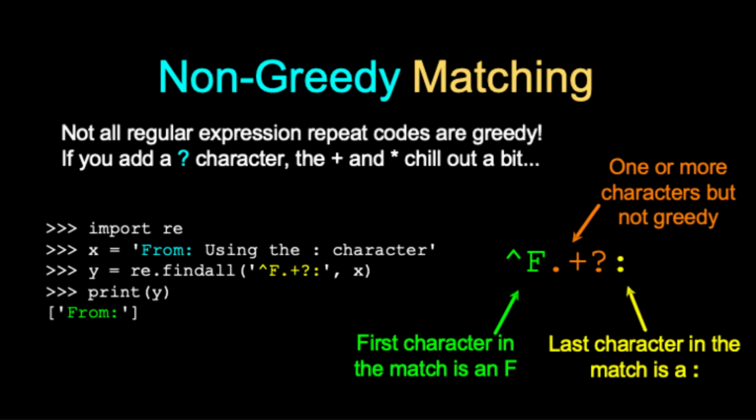To counteract greediness, we can use the non-greedy qualifiers *? and +?. These match the shortest possible substring that satisfies the pattern. Using the same string with the pattern ^F.+?:, the non-greedy plus will stop at the first colon it finds. This yields the desired match, "From:". Understanding when to use greedy versus non-greedy matching is key to writing precise regular expressions.